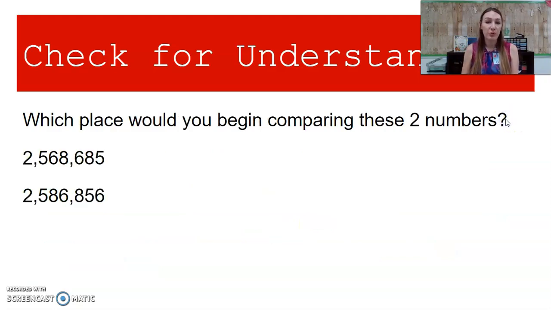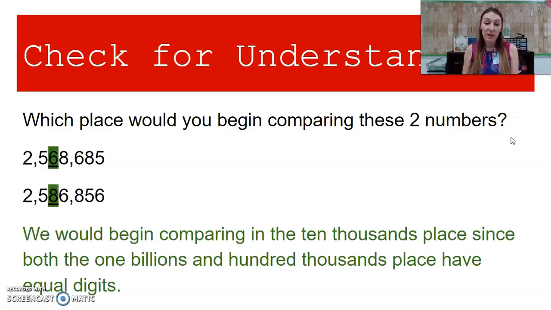Which place would you begin comparing these two numbers? Go ahead and pause the video and formulate your answer. We would begin comparing in the 10,000s place, since both the billions and 100,000s place have equal digits.